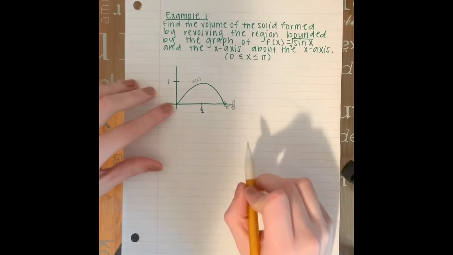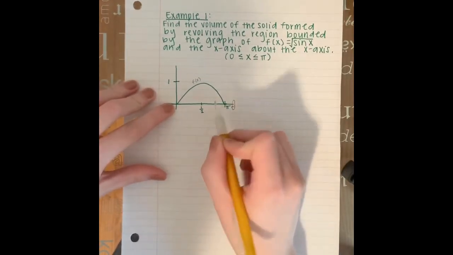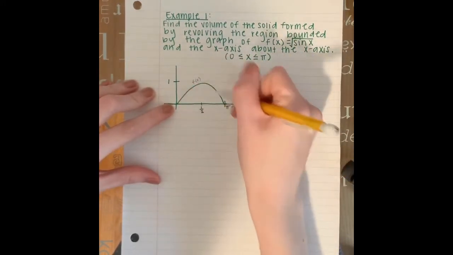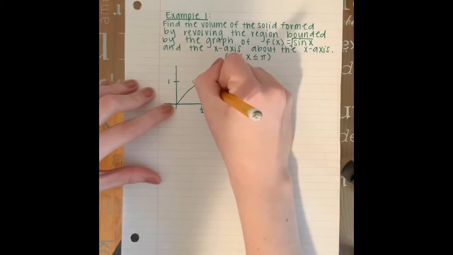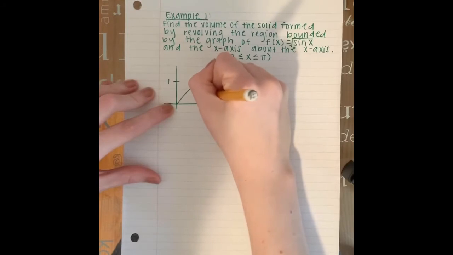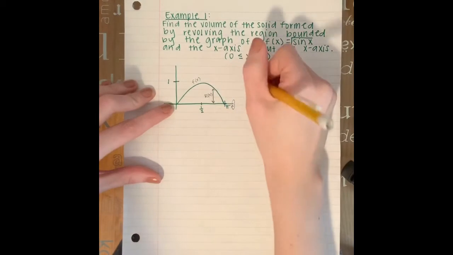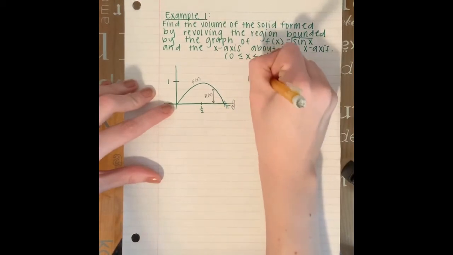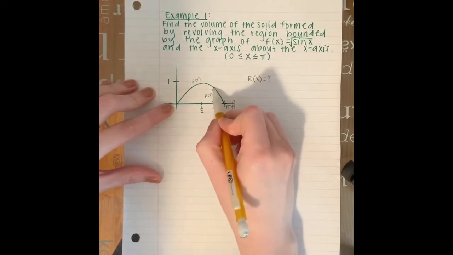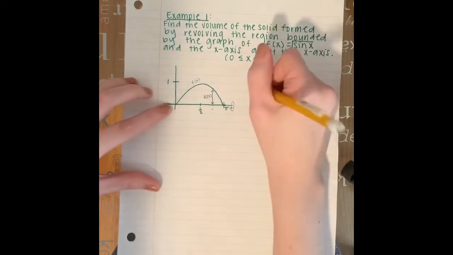The two things you need to know are your a and your b, which we know, and your radius. So visualizing this, if my axis is horizontal, my radius has to be vertical. So this would be my radius, R of x. Now in this case, I have to figure out what R of x is going to be. How would I figure out, given an x, what this height would be? Well, it's going to be the same thing as f of x.